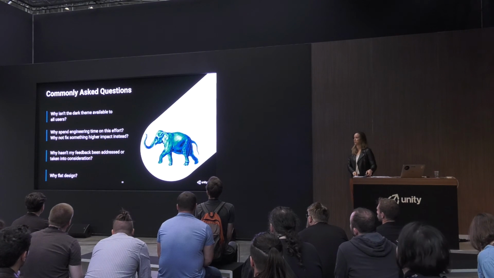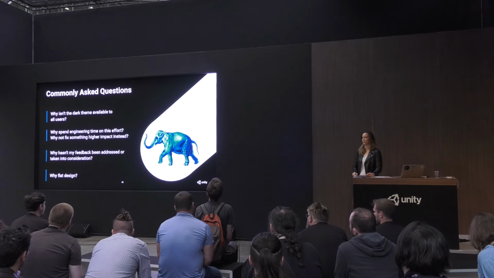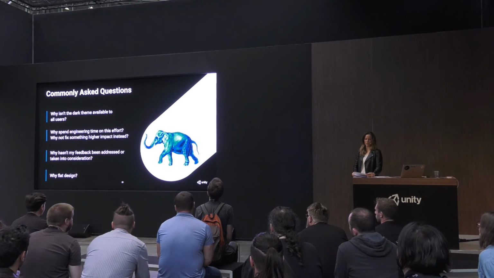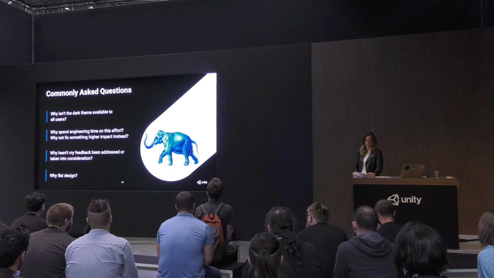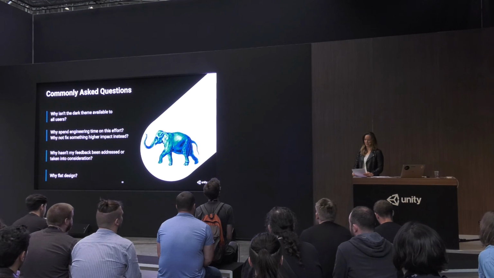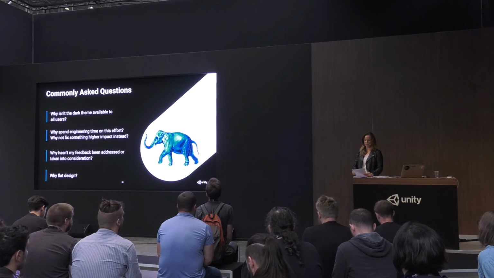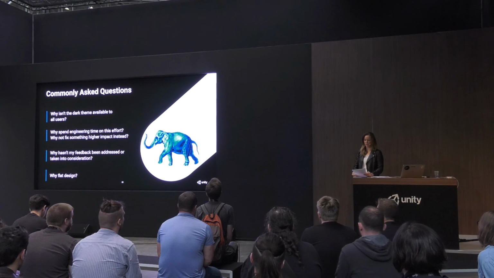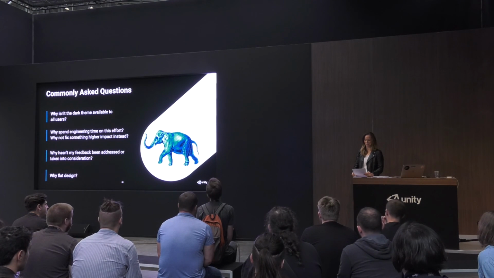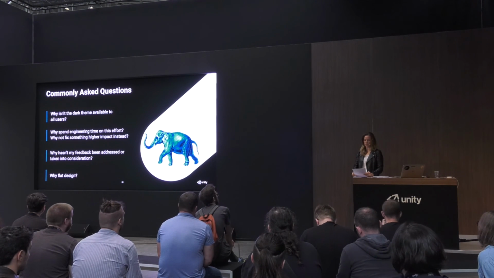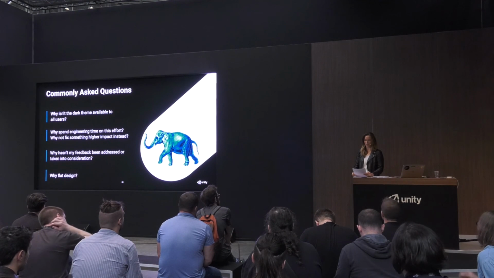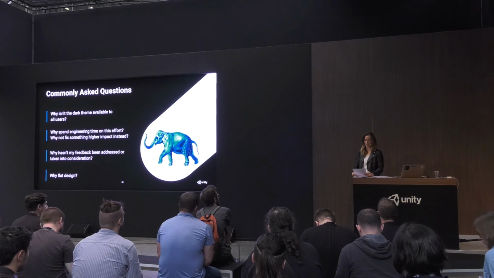So, commonly asked questions. It's appropriately an elephant. Why isn't the dark theme available to all users? So we hear this daily. Users have given us this feedback at every stage of this project. Users have given the feedback that they want the dark theme to be free and available in the personal version of Unity. Many users prefer this theme, but additionally, many users find it easier to use and more accessible.